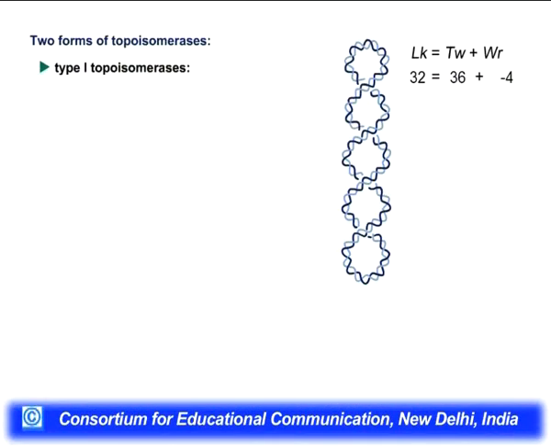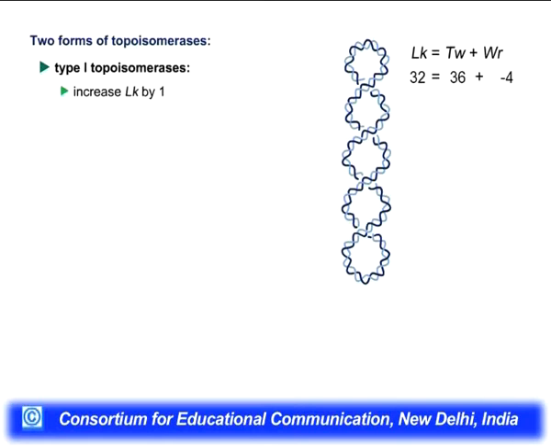There are two forms of topoisomerases, type 1 and type 2. Type 1 topoisomerases increase the linking number in steps of 1. What does that mean? On the right hand side, again we come to the same model. It has a linking number of 32, which we had just talked about; it is the supercoiled DNA. The twists theoretically calculated are 36 and it has 4 writhes. There are 4 times the DNA is rotating around its own axis.